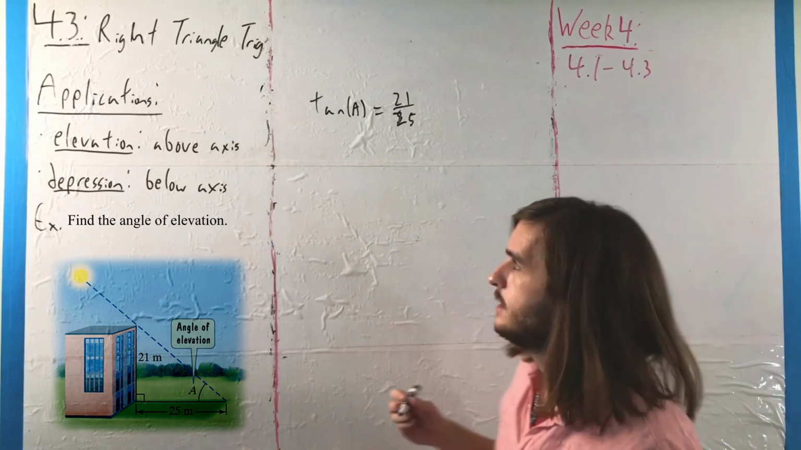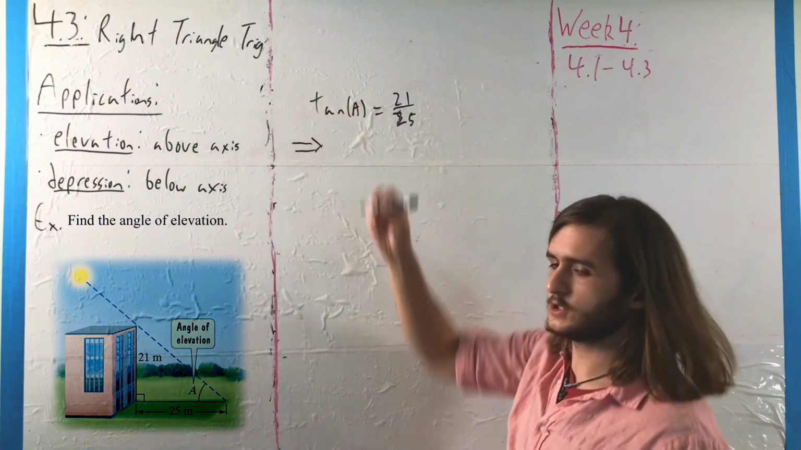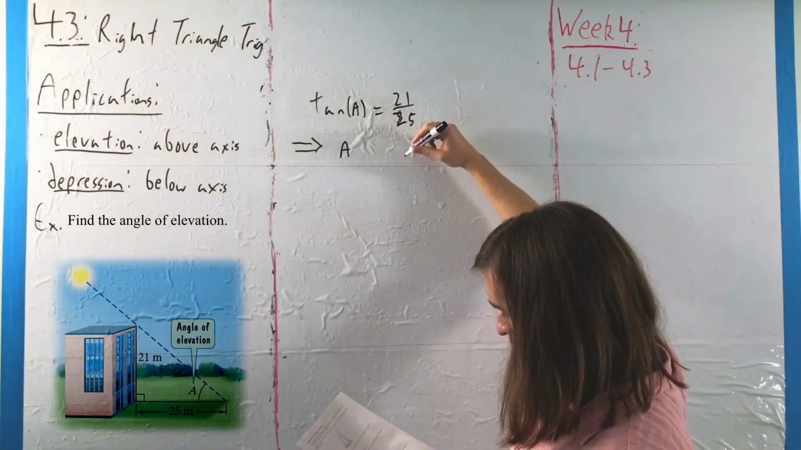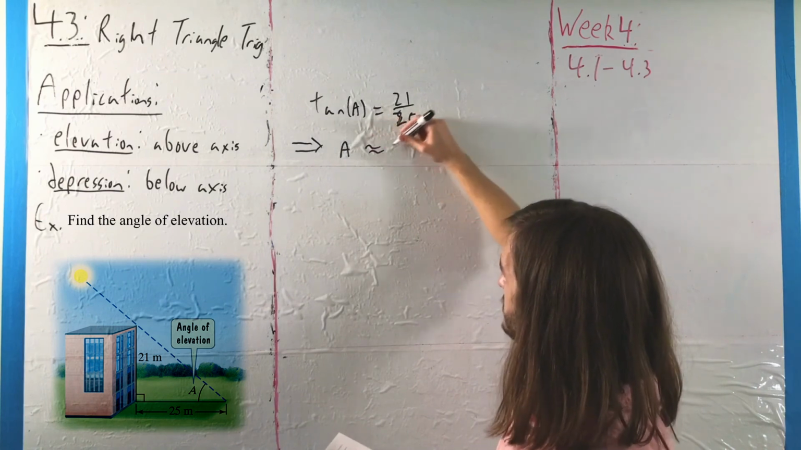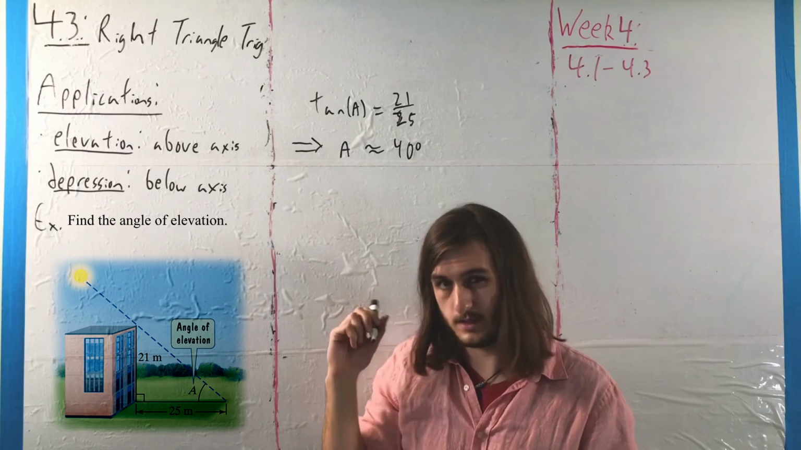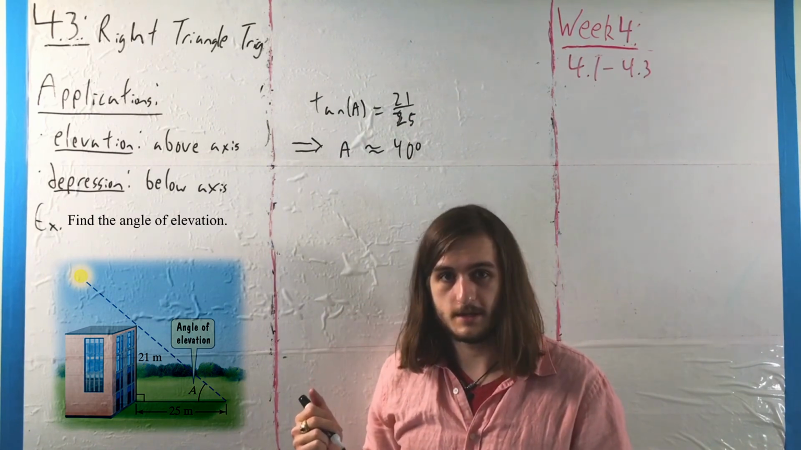Because in this case, if we apply that inverse function, which you're going to see a little bit of calculator work in order to be able to get, you would have that A is equal to approximately 40 degrees, where you really would need a calculator to get that, but anyway. We'll see more about that stuff next week.